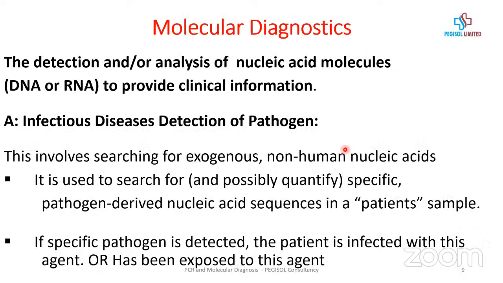So let's look at what we use these molecular diagnostics to do. One of them is the detection and analysis of nucleic acid molecules, which I've mentioned is either the DNA or the RNA, to provide clinical information. That means as a human being, we can look at your clinical sample, look at your DNA, look at your RNA, and it can tell us clinical information about you.